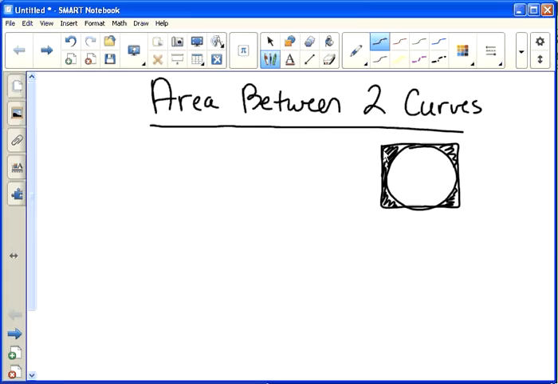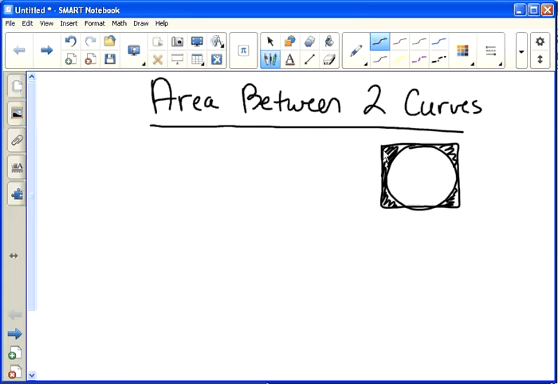And the way you would actually do it is you would find the area of the square and you would subtract from that the area of the circle. And that would give you what's left over. So you do the area of the square minus the area of the circle. So basically you take the bigger object, you find its area, and then subtract the smaller object, what's inside it, from it, and you would get what's left over.